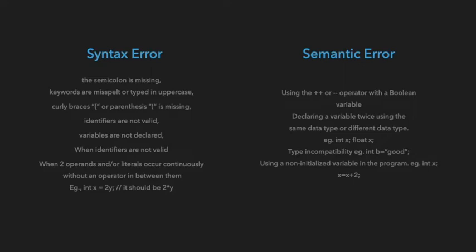Using a non-initialized variable in the program. Example, int x is equal to x plus 2. Here we write x is equal to x plus 2. So where does this x come from? I mean, it has not been initialized. So x is equal to, that's fine till there, but there's an x plus 2. What is the value of this x? It's obviously undefined. There's nothing, it's not defined by the programmer. So it'll obviously show a semantic error.